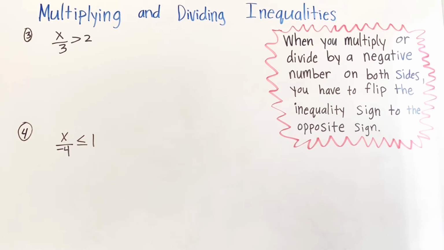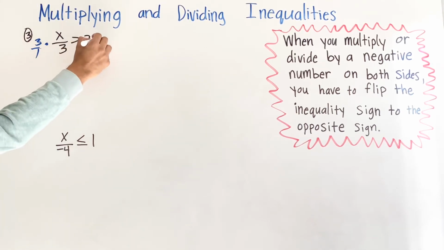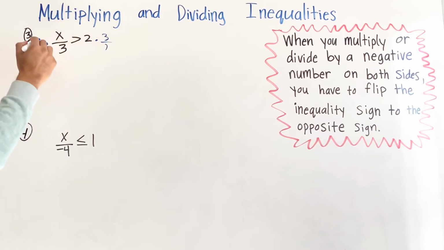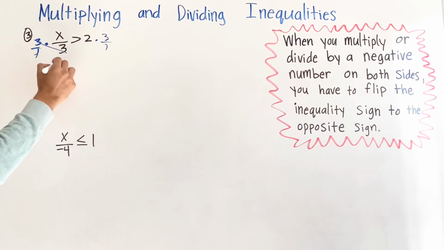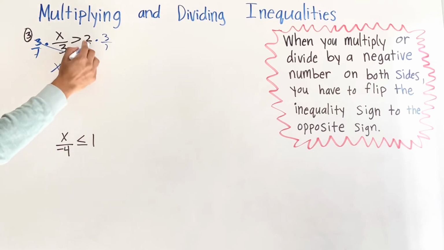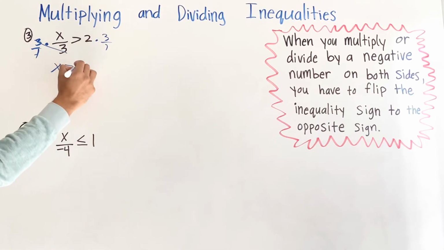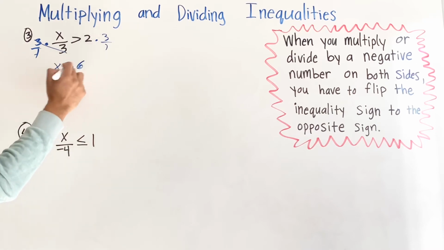Okay, so let's start with number 3. We have x divided by 3 is greater than 2. To do that, if it's division, the opposite of division is going to be multiplication. So you're going to multiply by 3 over 1. Whatever we do on one side, you're going to do on the other side, 3 over 1. So this is going to cancel, and it's just going to leave us x is greater than 2 times 3 is 6 over 1, which is the same as 6.